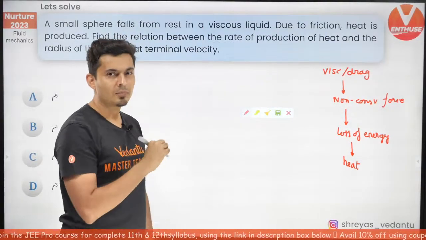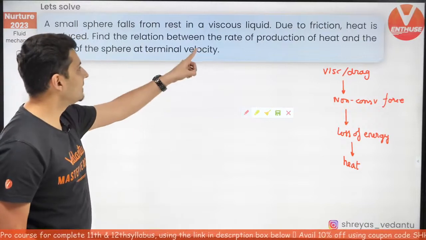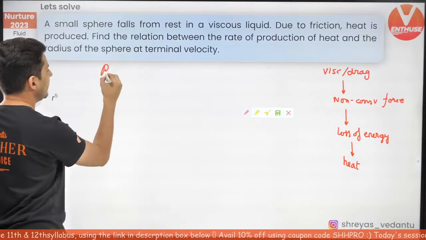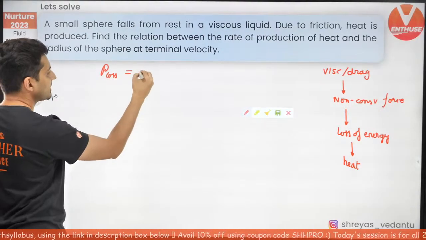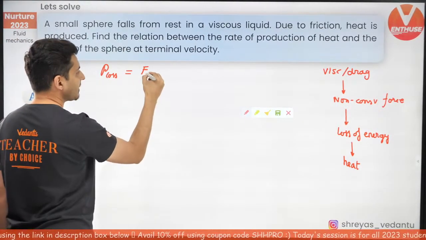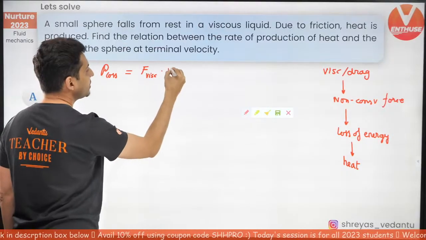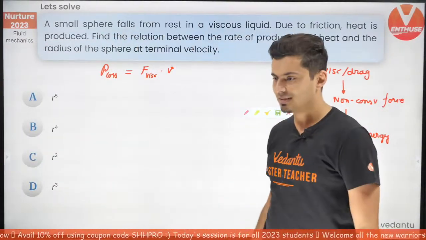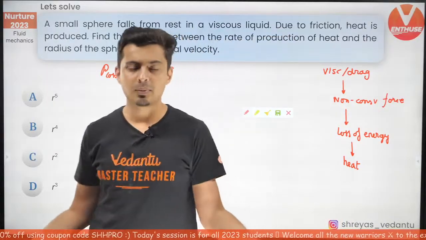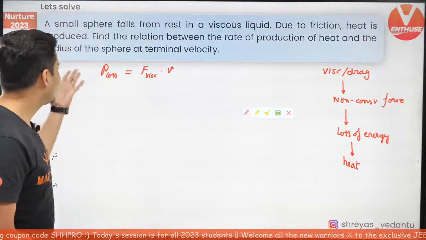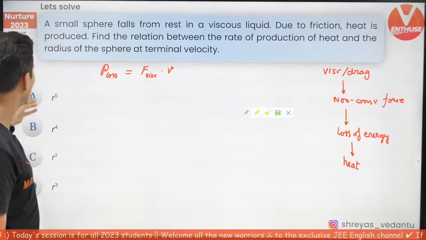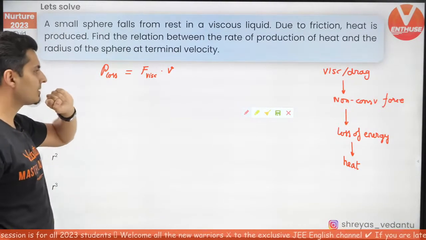Interesting. So I want to find out what is the rate at which the heat is produced. So basically power loss. The power loss will be the force, which is the viscous force, into the velocity. Power is force dot velocity. Everybody remembers this? F into V is power. So the question is asking what the power loss is proportional to, which power of the radius.